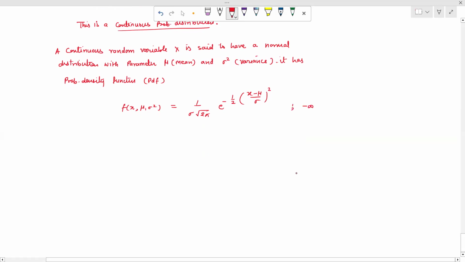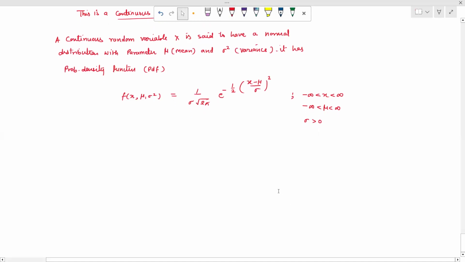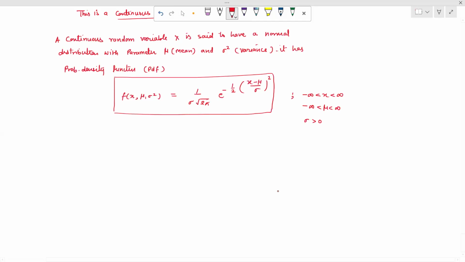Where the random variable x lies between minus infinity to plus infinity, and the mean mu also lies between minus infinity to infinity, and sigma is greater than 0. So sigma represents the standard deviation that will be positive. Basically we have two parameters, mean and variance. So this is the probability density function of normal distribution with respect to random variable x. The value of pi is approximately 3.14.